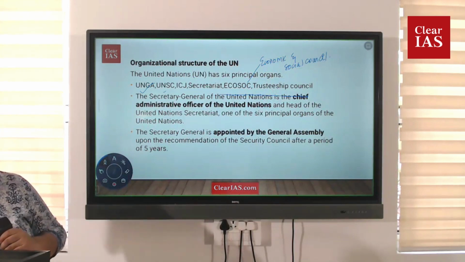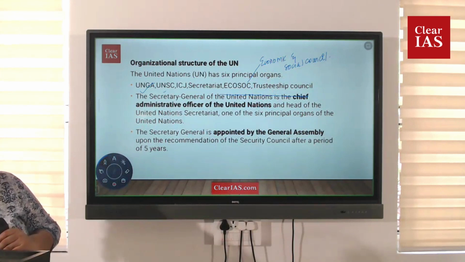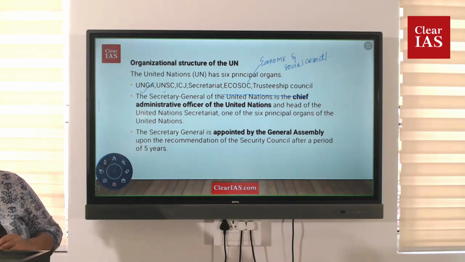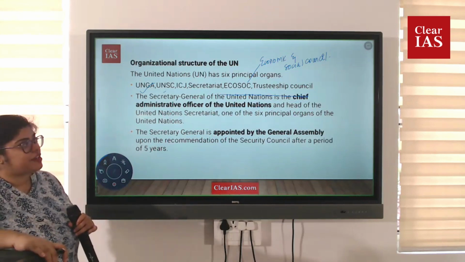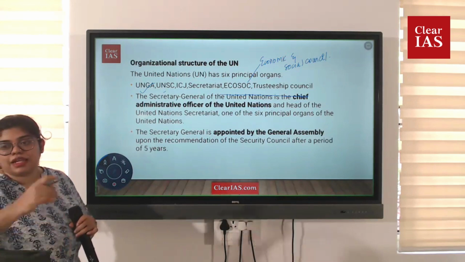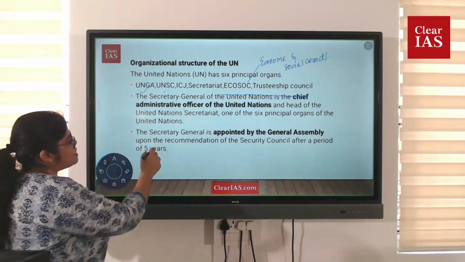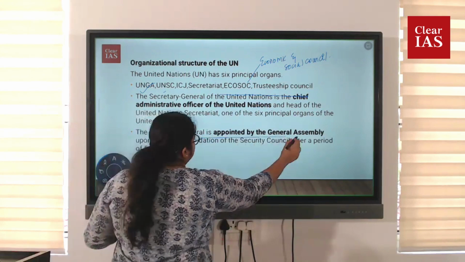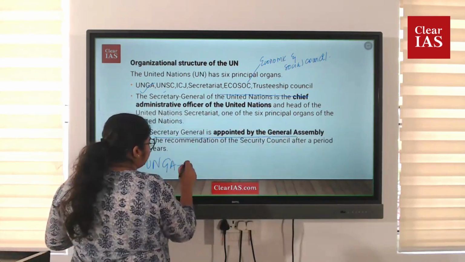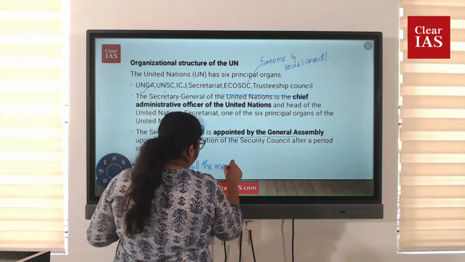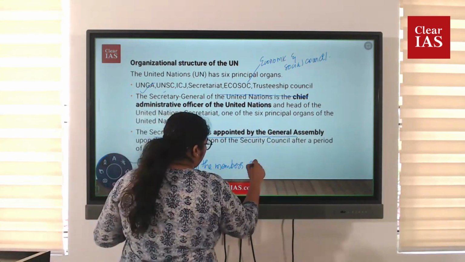And the Secretary General of the United Nations is the Chief Administrative Officer of the United Nations and Head of the United Nations Secretariat. Okay, and here the Secretary General is appointed by the General Assembly. This General Assembly, UNGA, contains all the members of the UN.